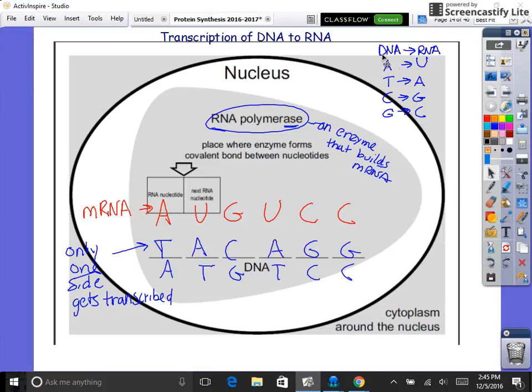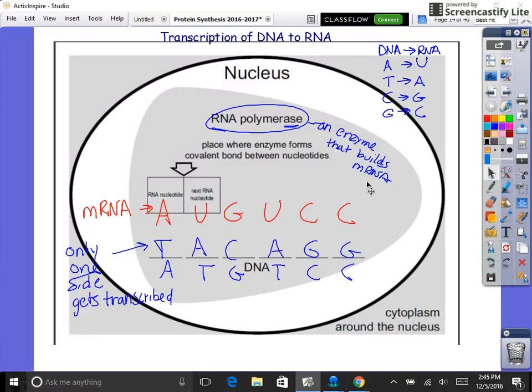What I always encourage students to do is write this little key down on their paper, even on the test. Just remember, when you're going from DNA to RNA, A pairs with U, T pairs with A, C pairs with G, and G goes with C. Keeping this will help you. So in this case, T goes with A. This is the corresponding mRNA strand that's made, A, U, G, U, C, C.